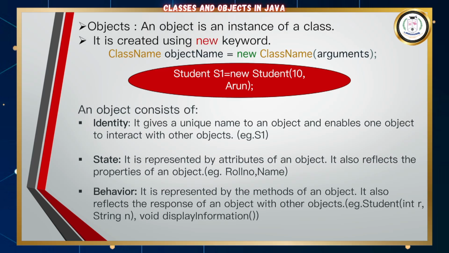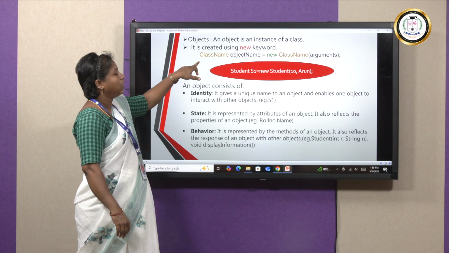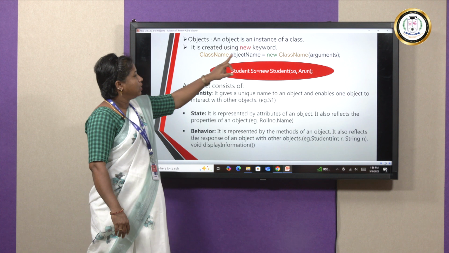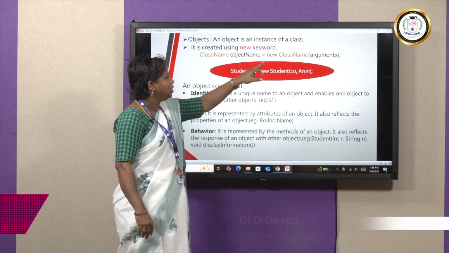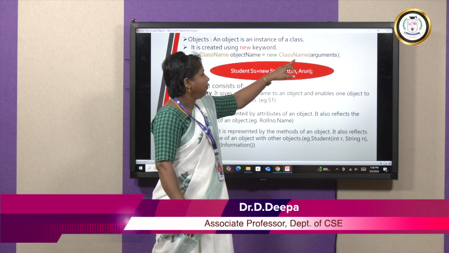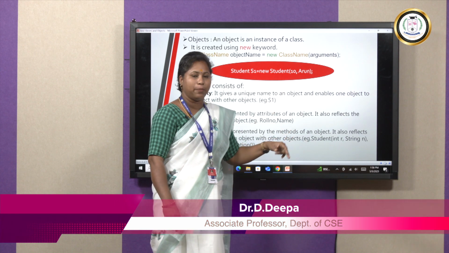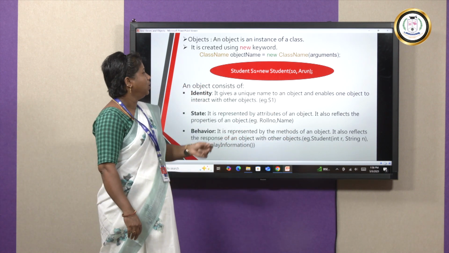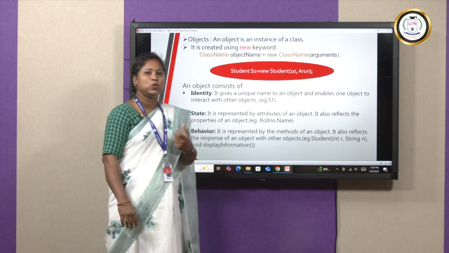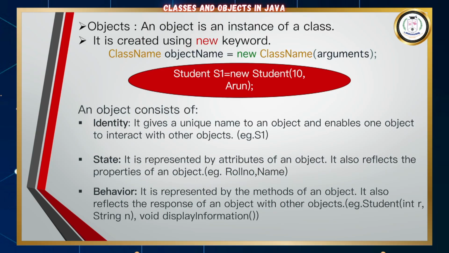And next is the object. An object is nothing but an instance of a class. We can create it with the new keyword. This is the common syntax used for creating an object: class name, space, object name, equals, new, space, class name. Within that you can pass arguments, or sometimes it may not have arguments also, where new is the important keyword used to create an object. And this is a simple example to create an object for the Student class, where s1 is the object name, student 1. Like that I can create n number of objects.